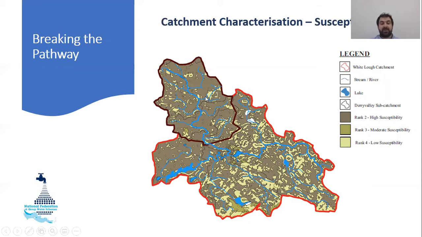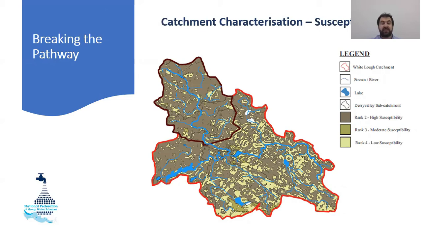Also, when we look at the pollution impact potential maps for the catchment, which add stock densities to the equation, we see that there's quite a large amount of land ranking from 1 to 3, which is at the higher end of the scale. So it was thought that we know that we have a problem in the Derry Valley, and we needed to figure out what we could do in this situation.